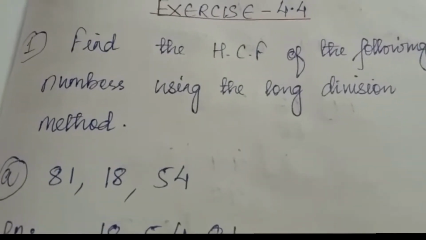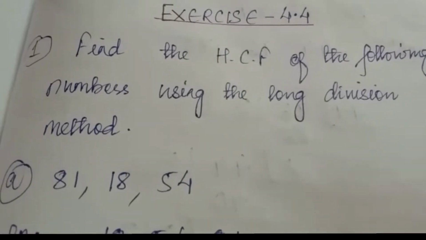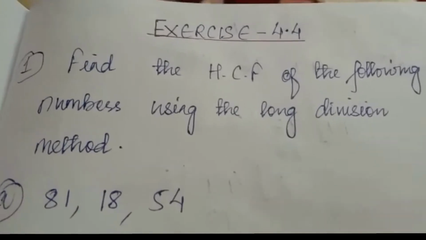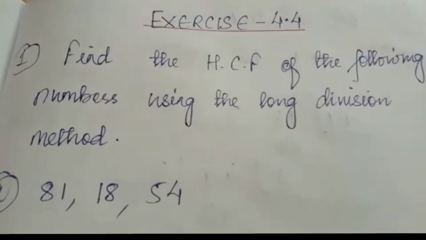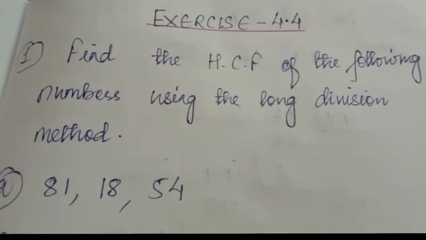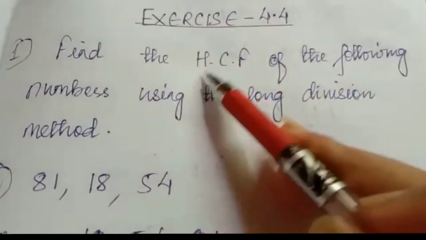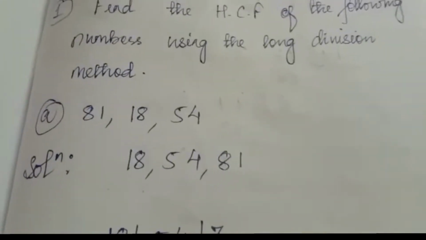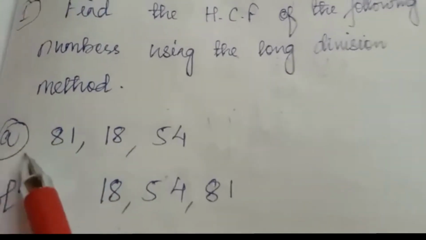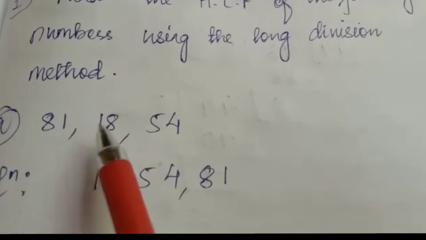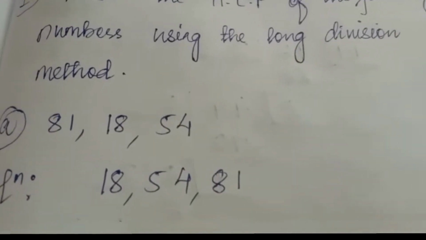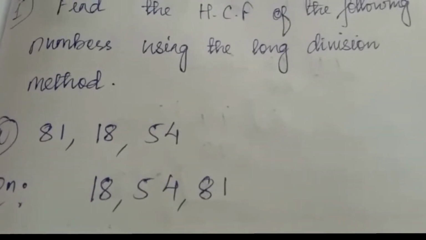Here we have two methods. One is the long division method and the other is the prime factorization method. First is the long division method. You have to find the HCF by the long division method. Question A is 81, 18 and 54. You have to find the HCF of these three numbers by the long division method.